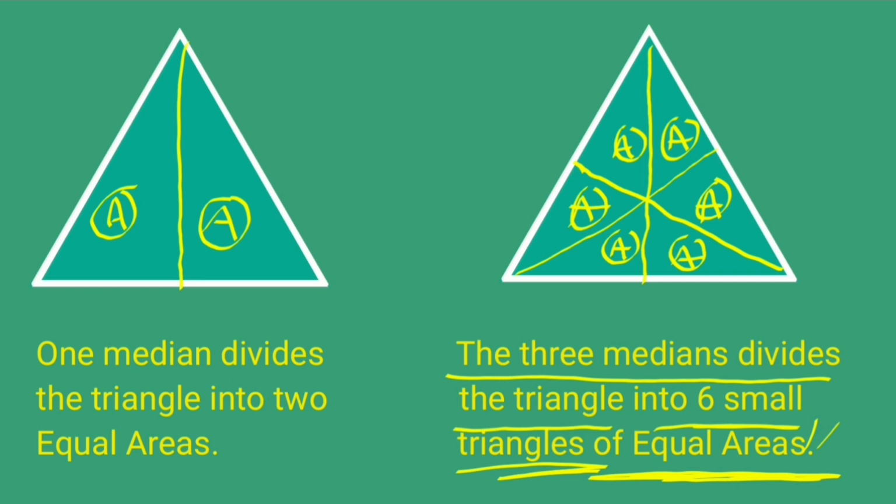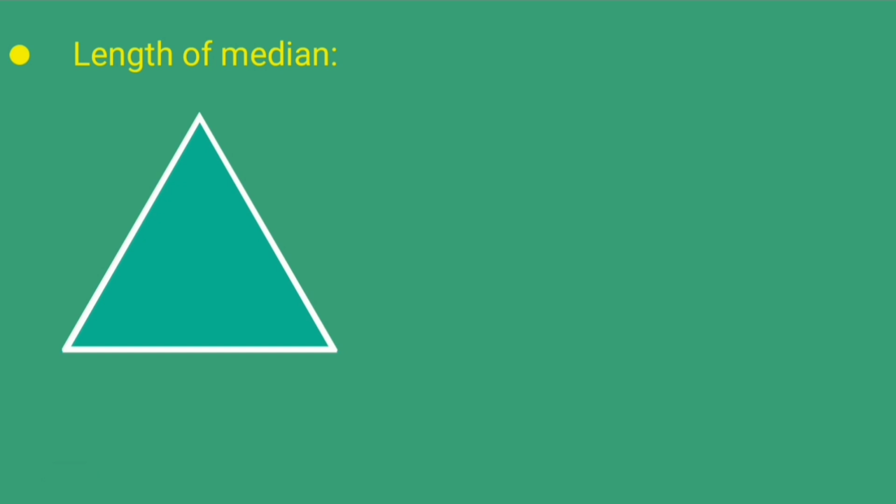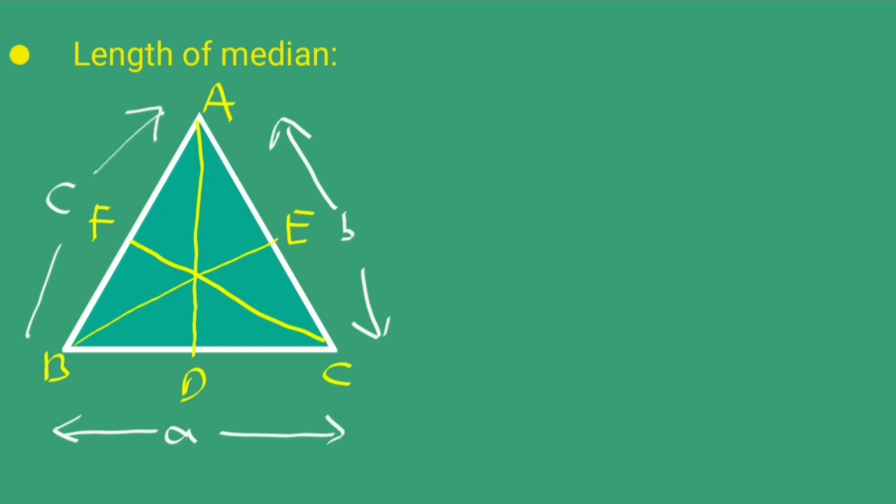Next. Length of the median. Suppose these vertices are A, B, and C, and this is one median, and this point is D, and this is the second median, this point is E, and this is the third median, this point is F. Suppose the length of BC line is a, and the length of AC line is small b, and length of AB line is small c.